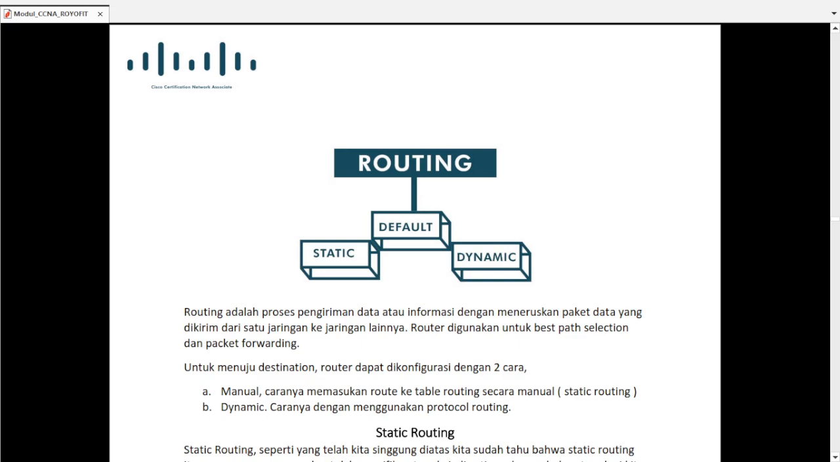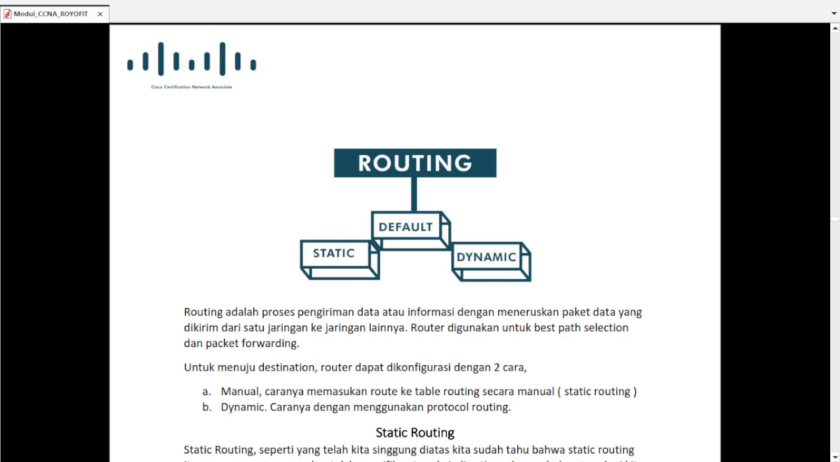In this video, I will enter the routing chapter, namely static routing. Before going into static routing, let's first discuss what routing is. Routing is the process of sending data or information by forwarding data packets that are sent from one network to another. A router is used for best path selection and packet forwarding.